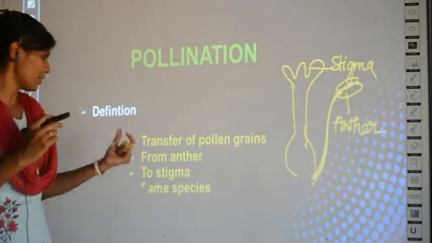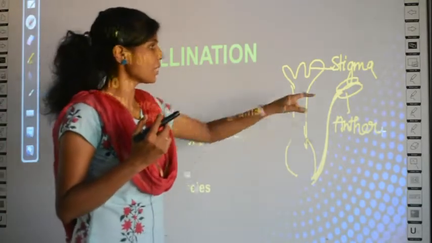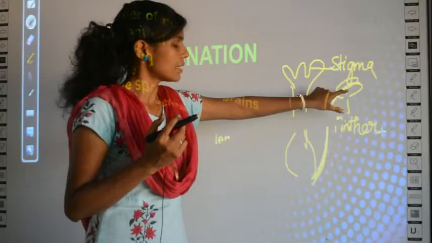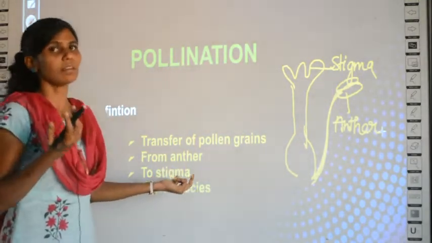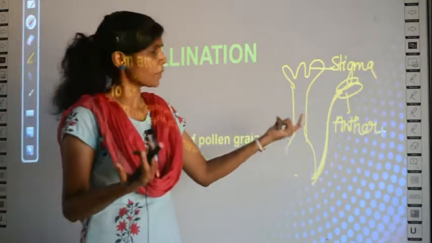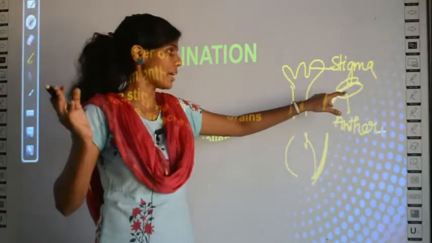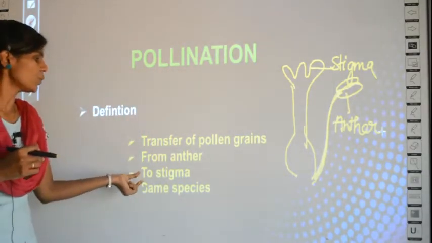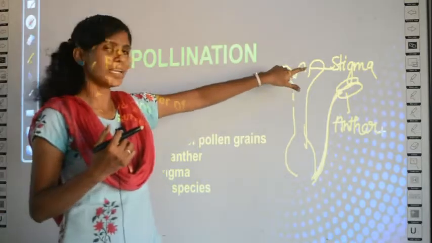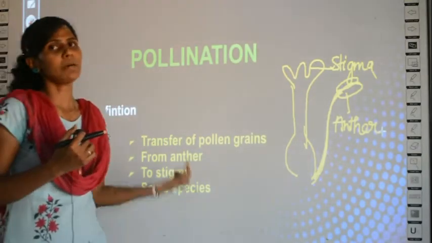Okay. So in the definition, the transfer of pollen grains, I told you where the pollen grains are? It is in the anther. The transfer of pollen grains from the anther. Why from the anther? Because pollen grains are present in the anther. The transfer, it is going to be transferred somewhere else from the anther. Where is it going to be transferred? To the stigma. Where is the stigma? It is here, right? To the stigma among the same species.